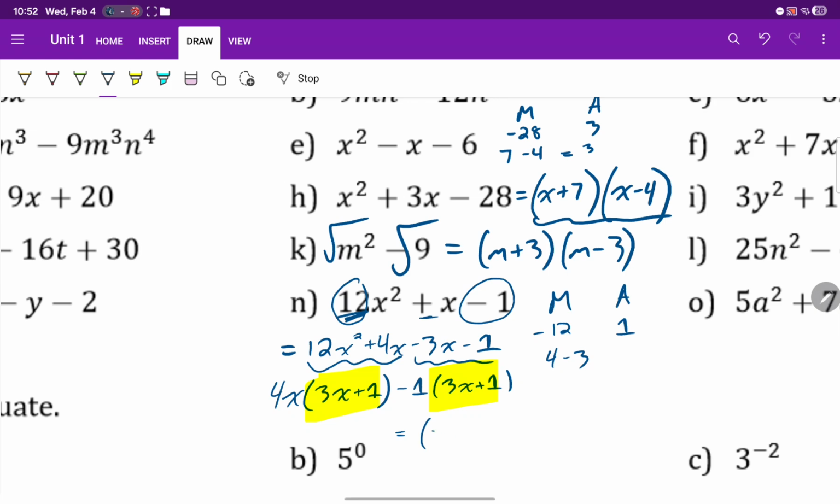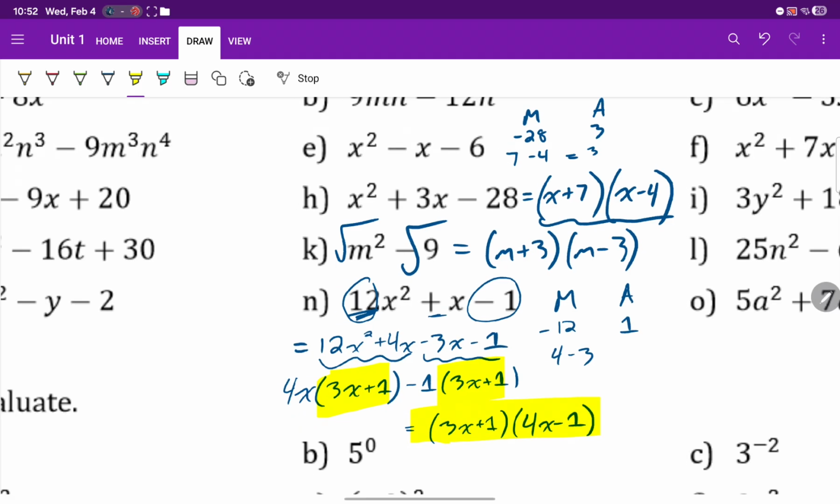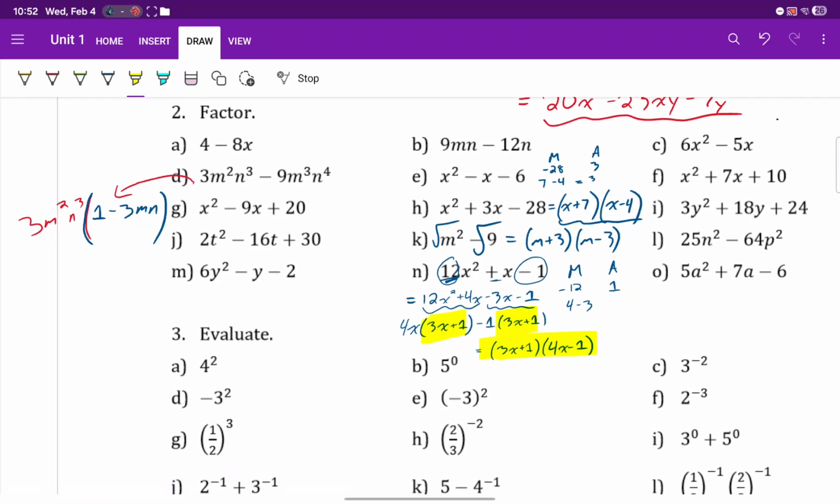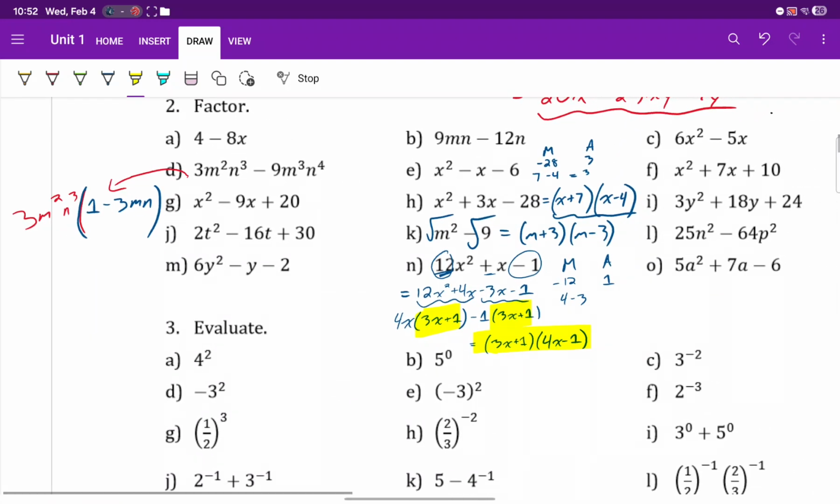Now I have my two final answers here. This is going to be 3x plus 1 and 4x minus 1. Okay, so I factored that using decomposition. Again, it doesn't matter which factoring method you use, but you do need to know how to factor in this course. It's extremely important, okay?